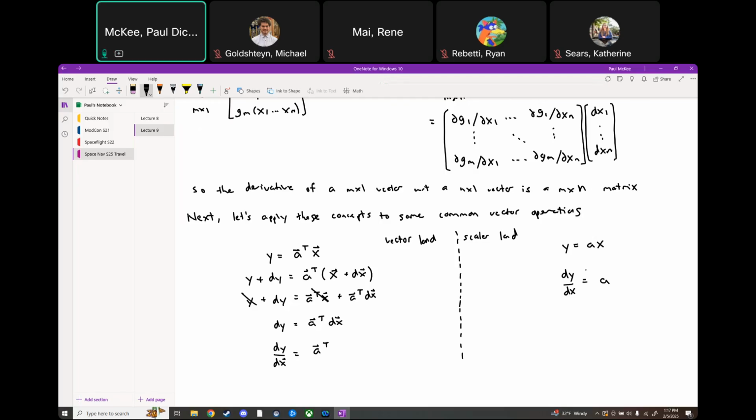Now, let's see if this passes our gut check, right? y is a scalar. The derivative of a scalar with respect to a vector, in this case, should be a row vector. And if A is a column vector to start, then A transpose is a row vector. So this should pass the sniff check.